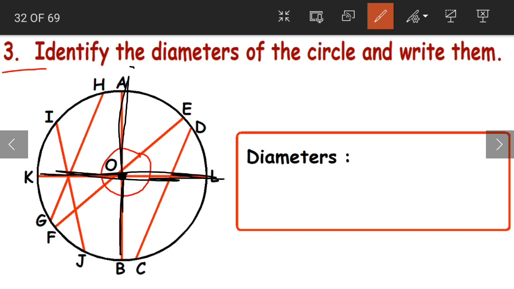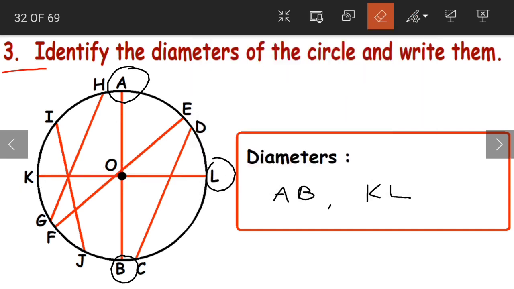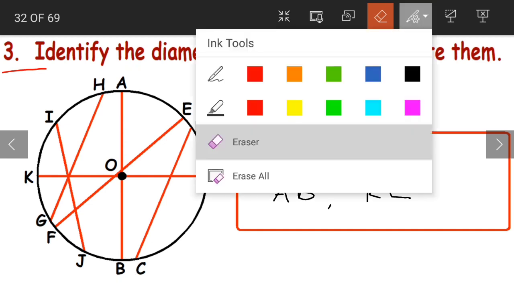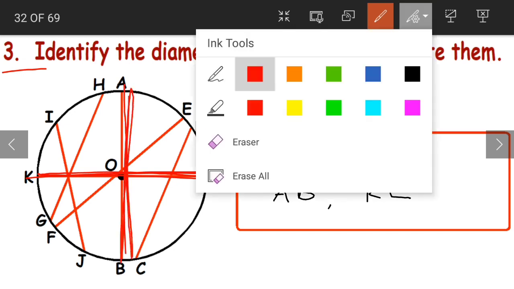We are having only these two line segments. What are they? AB and KL. From the entire figure, we are having only these two line segments that are passing through. See, KL and AB. Only these two are passing through the center of the circle.